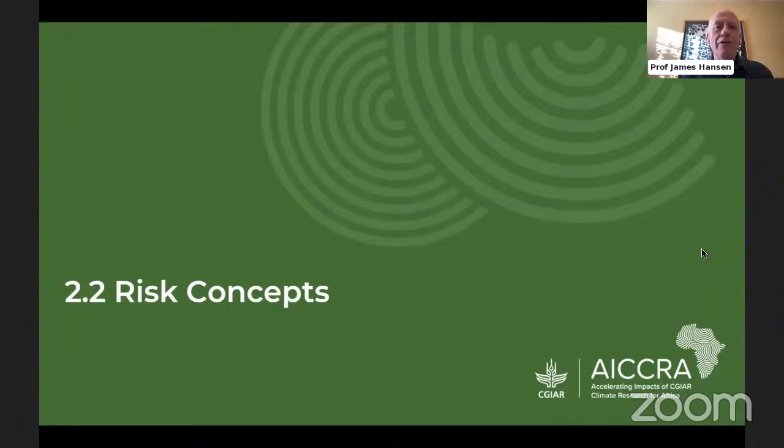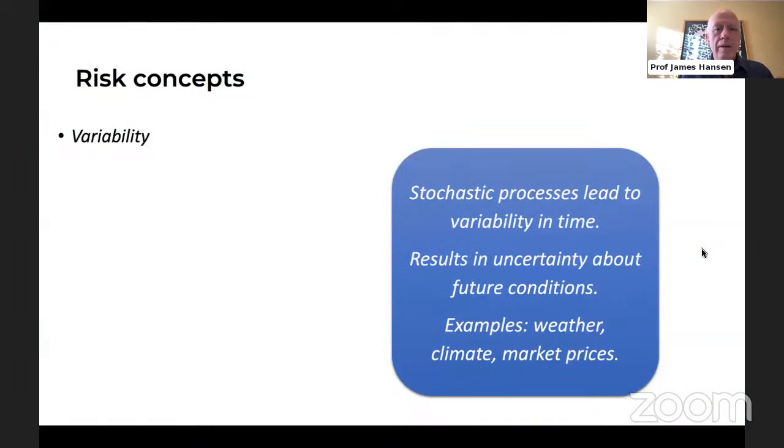As we shift from biological impacts to impacts on welfare, I want to first introduce a few terms and concepts that are related to risk. So variability results from any kind of a random process that leads to variability in time. Rainfall last year was different from growing season rainfall the year before, which was different from the growing season rainfall 2 years before. And this stochastic variability in the past leads to uncertainty about the future.